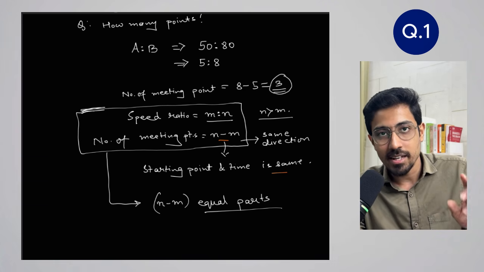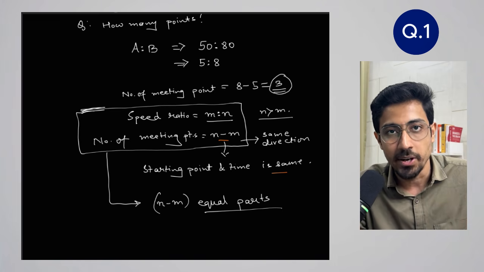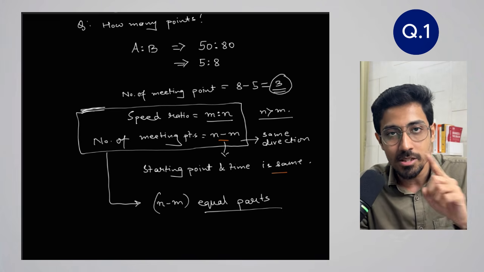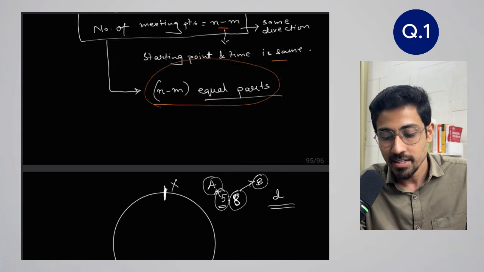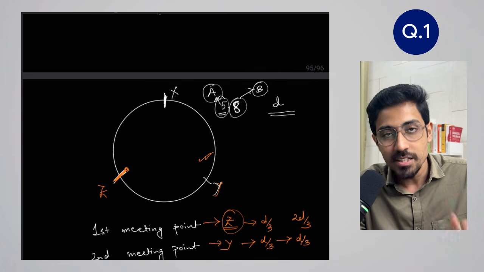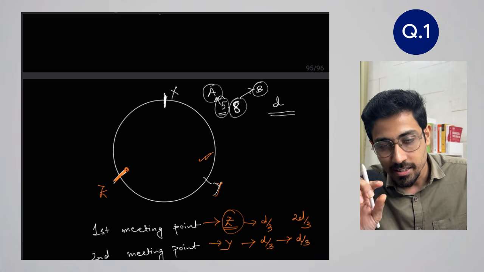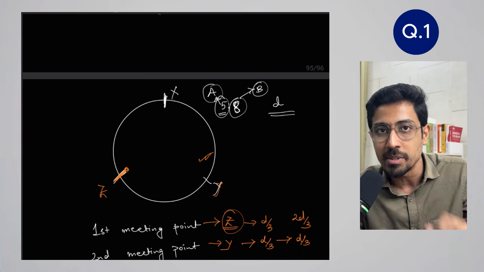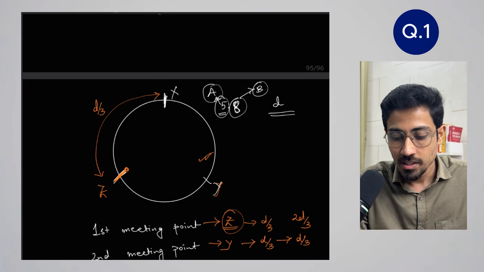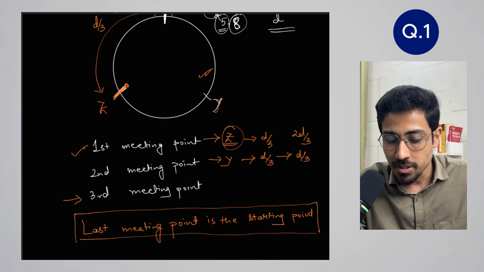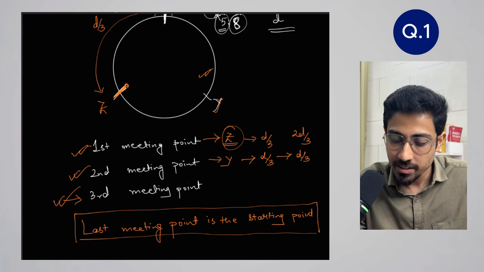And the meeting points will divide the circle into equal parts. It's not that they will be random 3 points. All the points will be equidistant from each other. So n minus m equal parts the circle will be divided, as in this case, it was divided into 3 equal parts. The distance between any 2 consecutive meeting points is D by 3. We also know what the first, second, and third meeting points are so far. I hope this is clear.